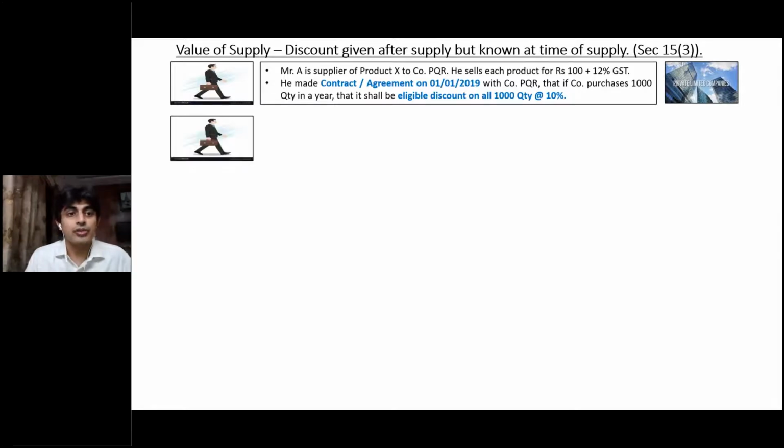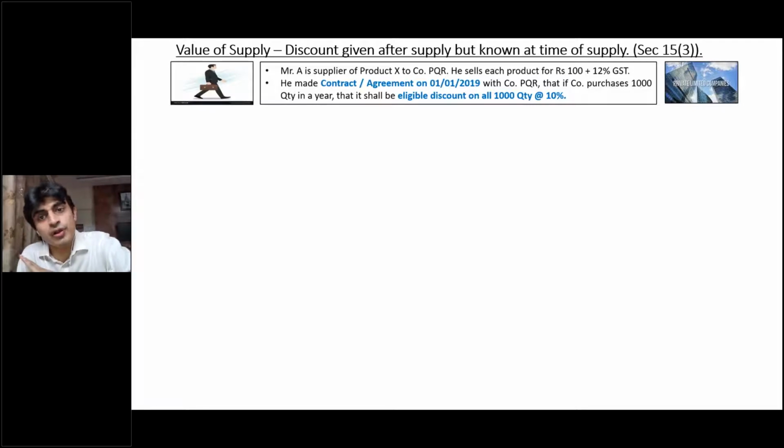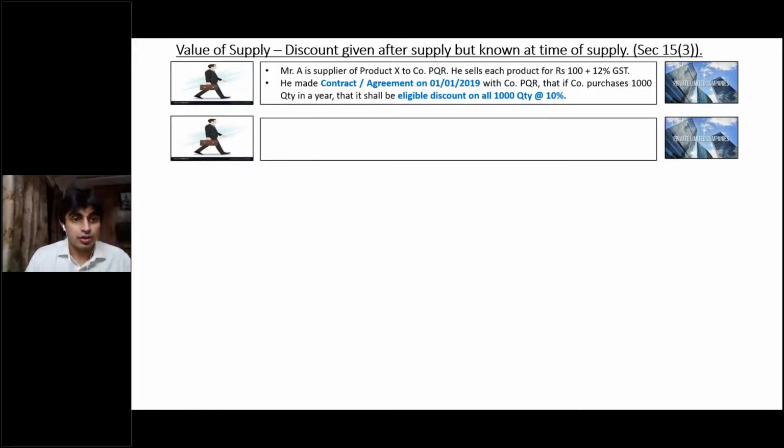Okay, let's go back. Mr. A is a supplier of product X to company PQR. At how much is he selling? 100 rupees. He made a contract on 1st Jan that if the company purchases 1,000 quantity in a year, it shall be eligible for discount on all the 1,000 quantity at 10% discount. Okay, at 10% discount. See this. Now look carefully, one by one each point, please be very careful.